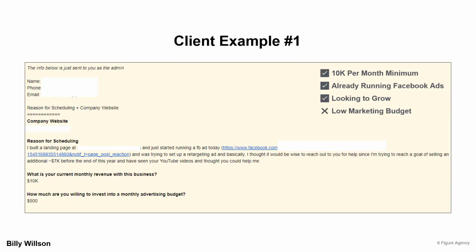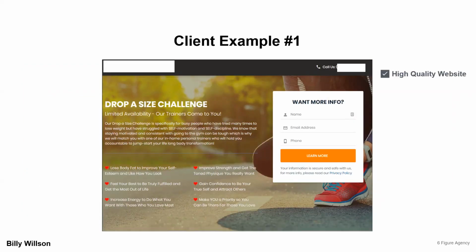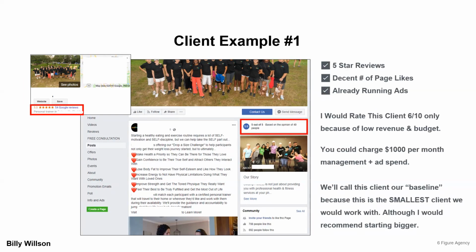And as you can see here from their application, they're making $10,000 per month revenue. They're already running Facebook ads and they're looking to grow. The biggest downside is they have a low marketing budget because it says investing $500 into Facebook ads per month, which is not very much. And so they have a high quality website that looks good. And checking Google, they have 5-star reviews with 54 reviews. Same thing on Facebook, which is amazing.